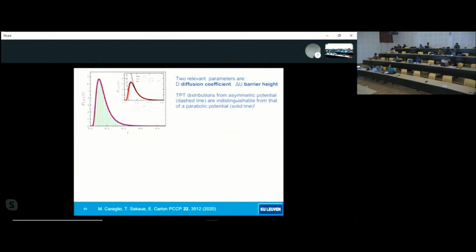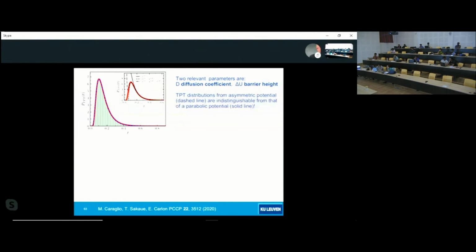These are our transition path-time distributions. There are two relevant parameters in our transition path-time distribution: one is the diffusion coefficient, and the other is the barrier height. Unfortunately, in this part of the slide, I changed the notation a bit. Previously I had gamma for the friction coefficient. Here I use D for the diffusion coefficient, and the barrier height is indicated with delta U. So there are these two parameters.